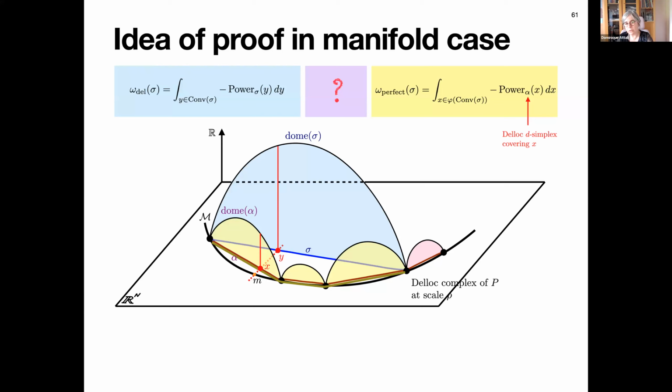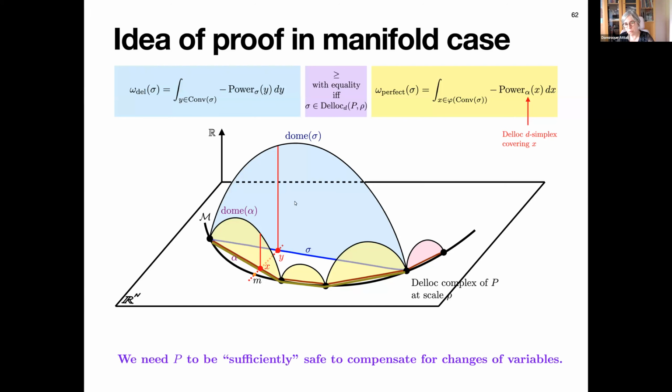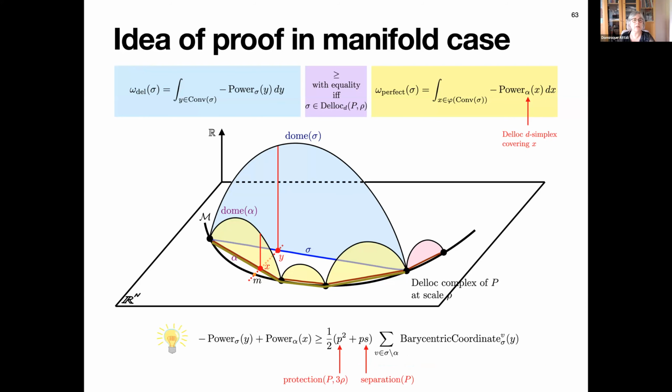And actually, it's not always true, because the problem is that we have to compare the two. We have to make a change of variable. And to be able to compensate for this change of variables that is going to introduce some distortion, we need the point set P to be sufficiently safe. Because it's sufficiently safe, we have a margin of security to compare the domes. And so this is the idea of the proof.